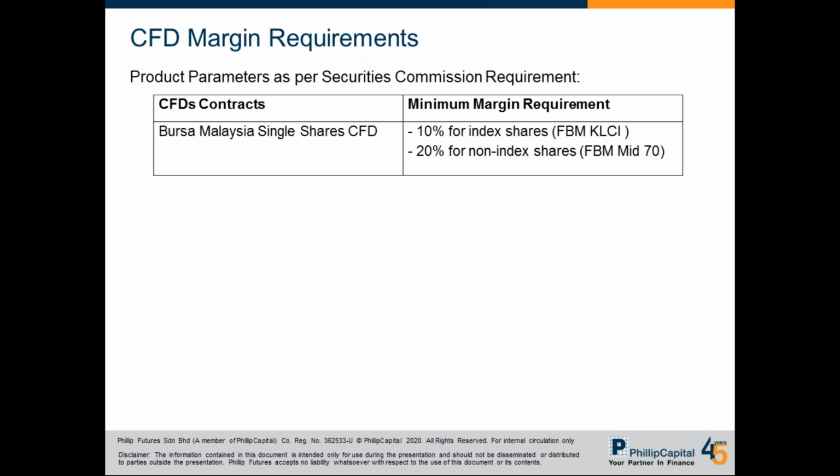The CFD that we offer is on Bursa Malaysia Top 100 stocks. The margin required for the top 30 stocks, the index-linked stocks or blue chips, is only 10%. The margin for non-index stocks, which we call mid-caps, or those stocks that fall under the FBM70 index, is 20%.